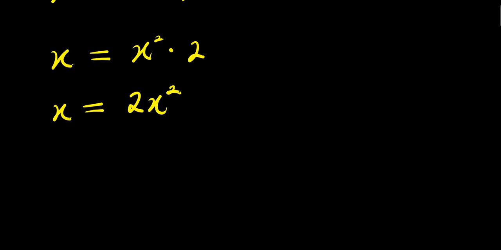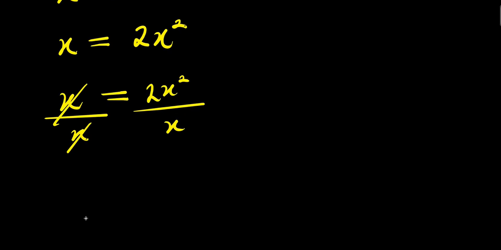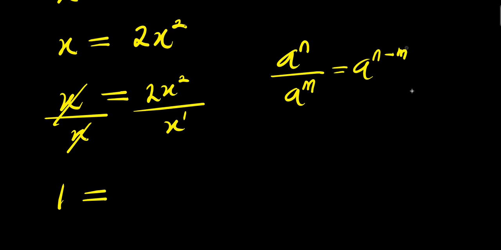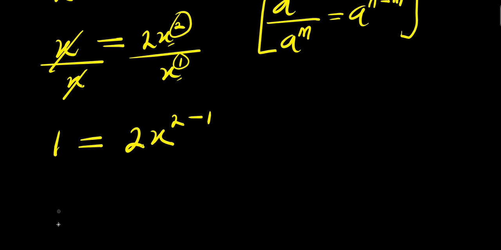So from here, I can have x equals 2x squared. I divide this by x, I divide this by x. x cancels x. So what we have here is 1 equals, here is x raised to the power of 1. If you have a to the power of n divided by a to the power of m, it equals a to the power of n minus m. So we are going to have 2x to the power of 2 minus 1, because this is power 2 and this is power 1. Bases are the same, we subtract the exponents because there is a division sign here. So from here, I have 1 equals 2x, because 2 minus 1 is 1.